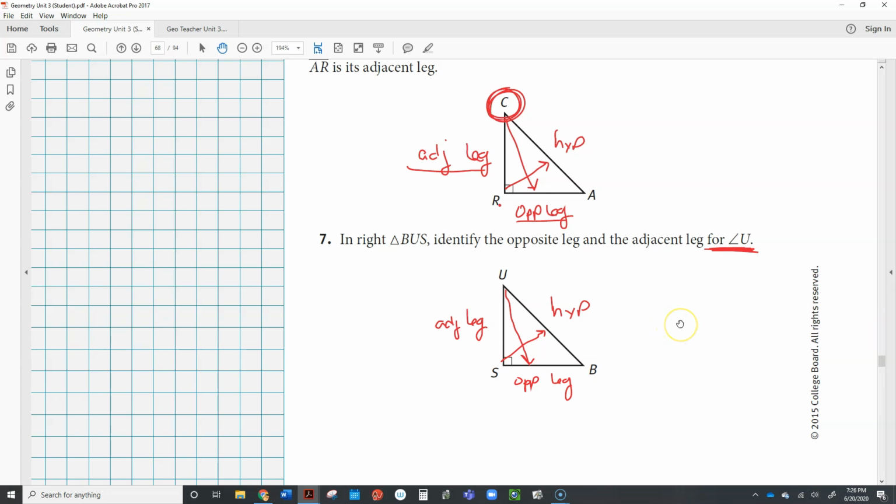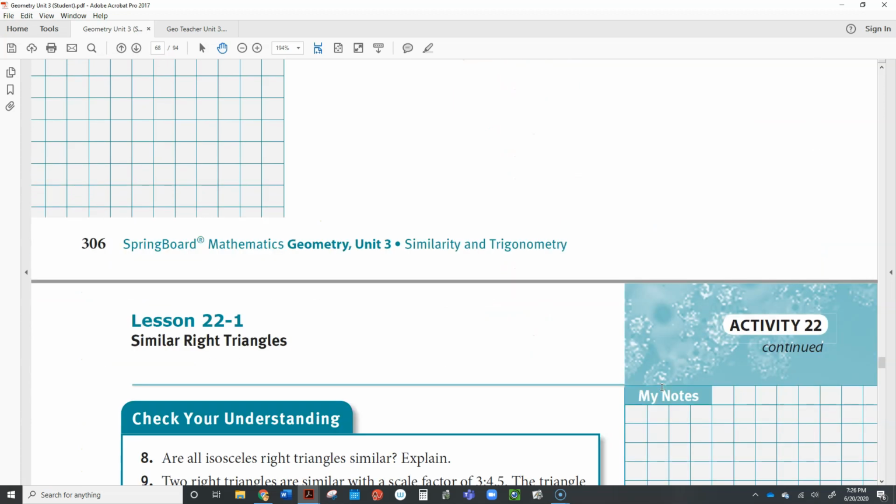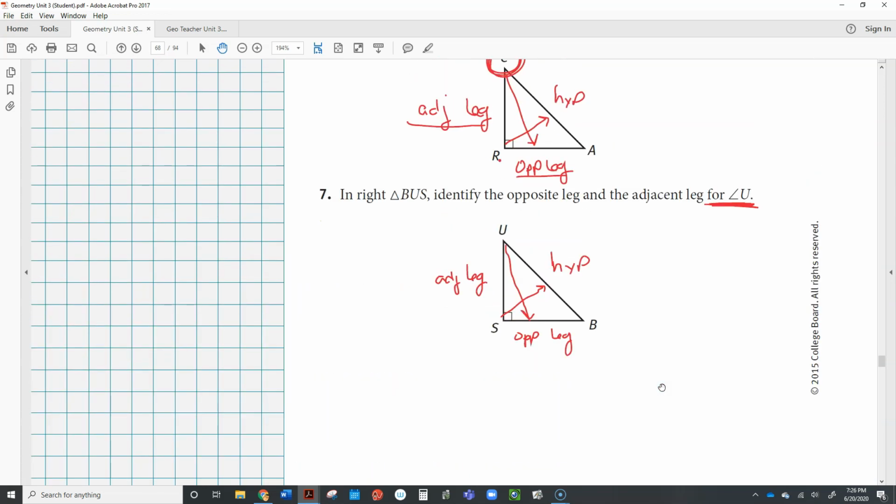So, you can do the same thing. They don't ask you to. Do they ask you to? Nope, it goes right to check your understanding. So, I'm going to do it again. That's the answer for angle U. Let's redraw the picture. And let's do it for angle B, okay?